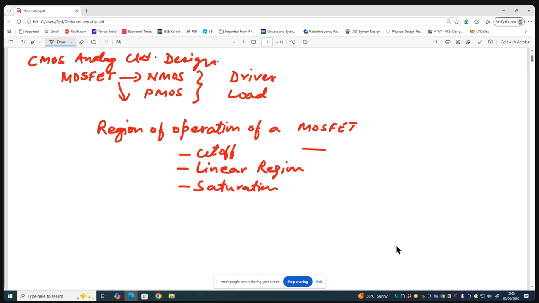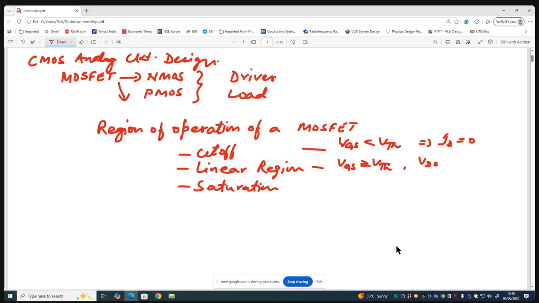For example, this region is characterized by VGS less than VTH, right? And this implies that the current is zero. Similarly, linear region is characterized by VGS greater or equal to VTH. Of course, the transistor shall be on. And what is the requirement for VDS? VDS shall be less than the overdrive voltage in linear region.